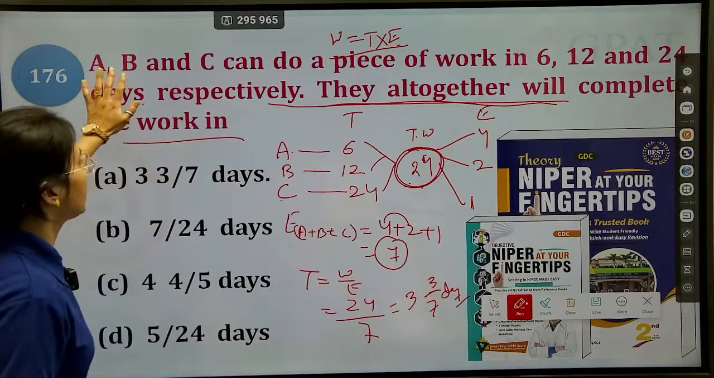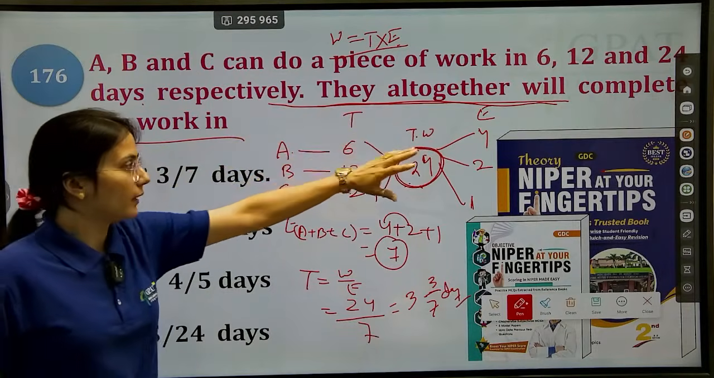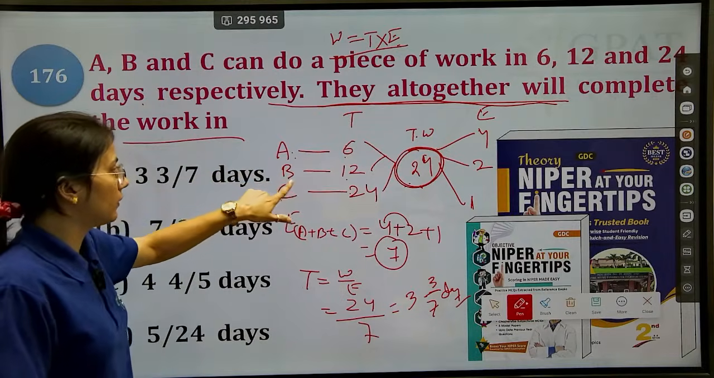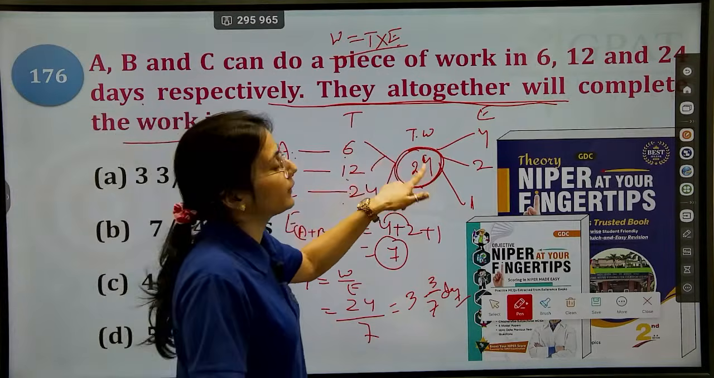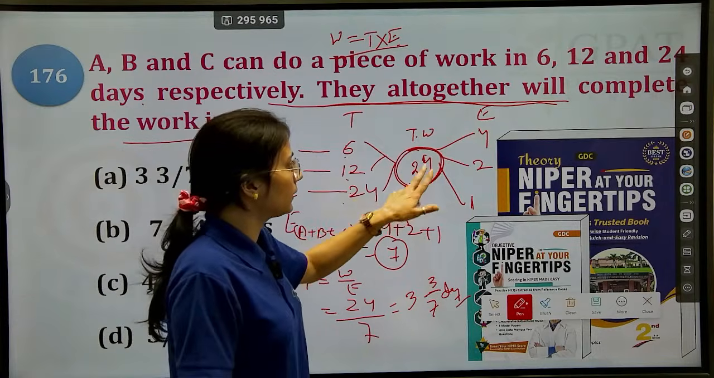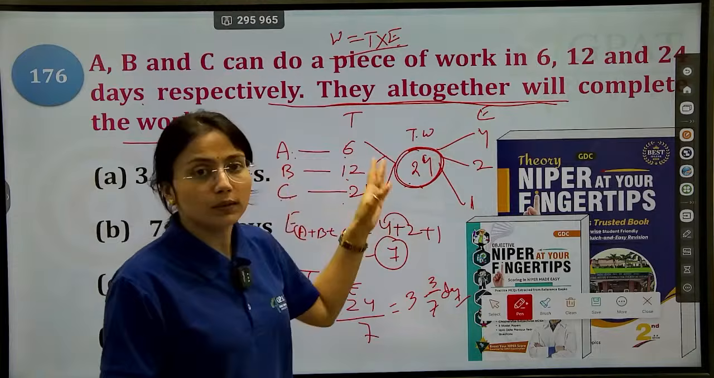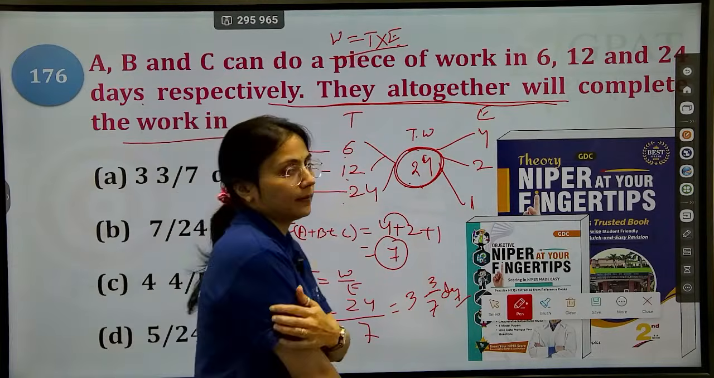Like the question is, A, B, C can do a piece of work in 6 days, 12 days and 24 days. So then you have to find the total work with the help of LCM. Then you have to find the efficiency. And as you know, work is equal to time into efficiency. So with the help of this formula, you will get the time.